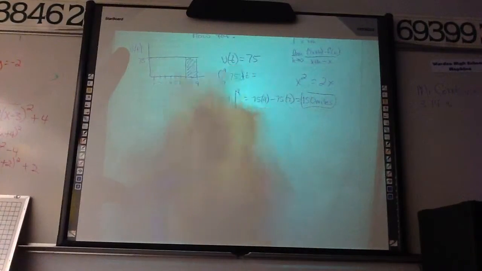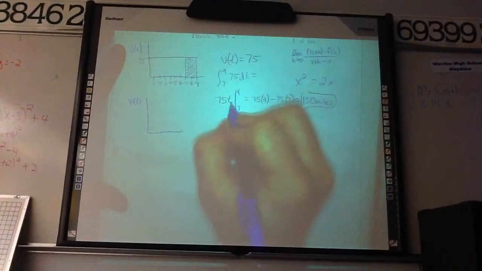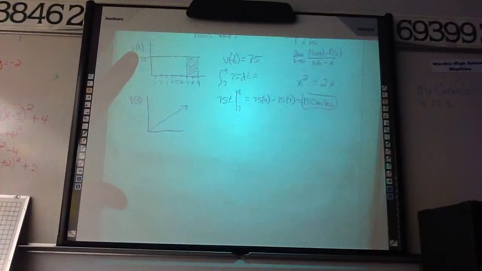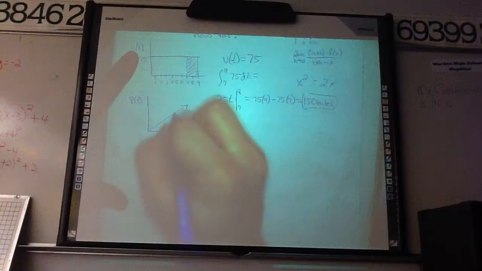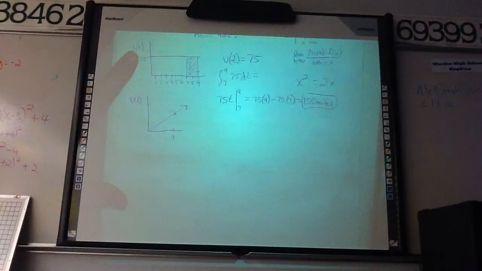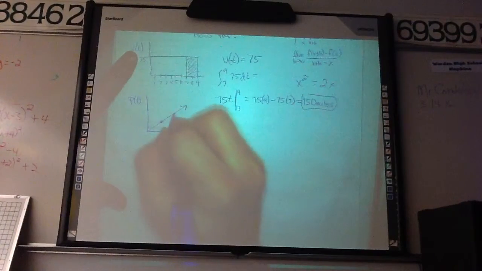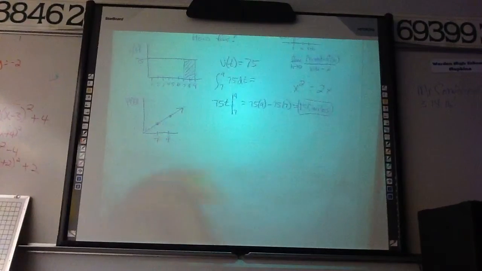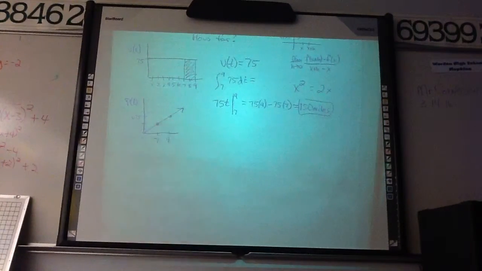Because if your velocity is constantly 75, your position is just 75 times t. So that's a line with a slope of 75. If I plug in t equals 9, that gives me my position at 9 hours, or 75 times 9. And then if I do my position at 7 hours and subtract, doesn't that tell me how far I've gone? Yeah.